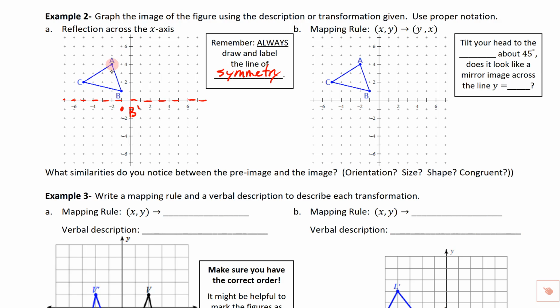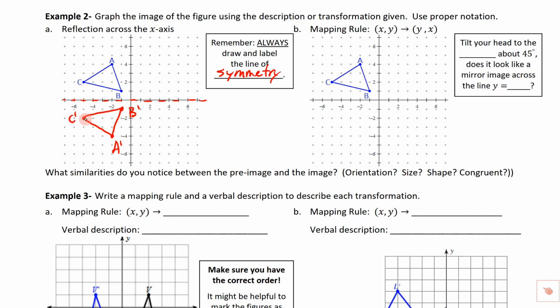I'm going to take A and let's count 1, 2, 3, 4 spaces away from the line, above the line. So let's go 1, 2, 3, 4 spaces below the line. So this is going to be A prime right here. 2 above, we're going to trade that for 2 below, and then we're going to go ahead and draw that line right there between each one of the points so we get the figure.